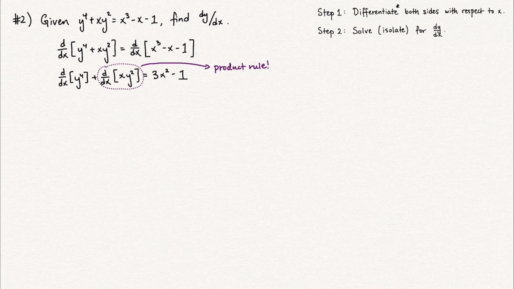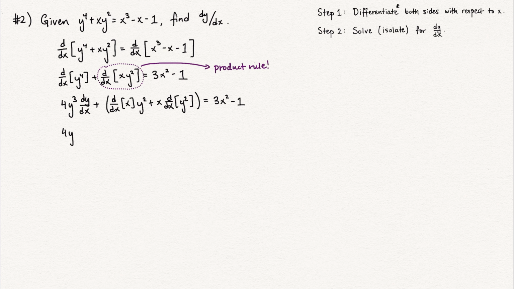Our first term, the derivative of y to the fourth, will become 4y cubed times dy by dx. And then plus the second term, let's expand out using the product rule. So we get that this will be the derivative of the first term times the second plus the first times the derivative of the second. And then this is going to be equal to 3x squared minus 1 on the right-hand side. We're now left with two derivatives that we have to work out, so let's go ahead and do that.